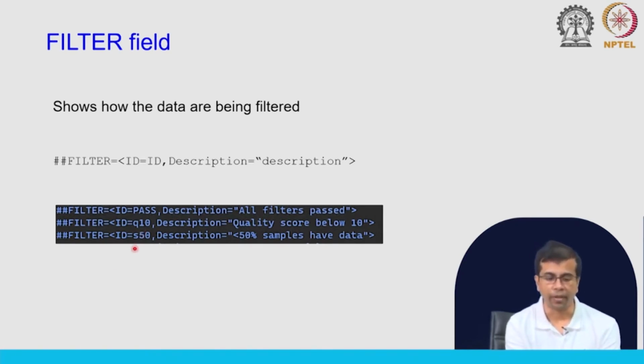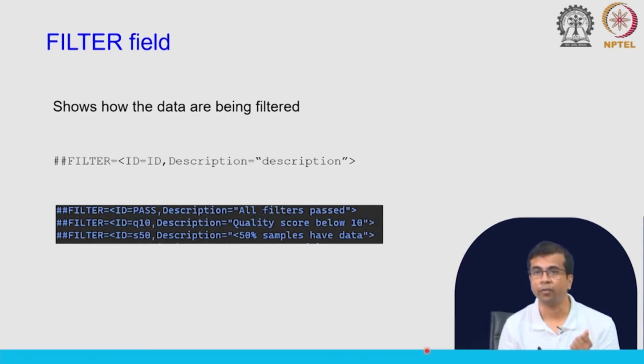Similarly, we have this filter ID as 50. This description is less than 50% samples have data. Again, you can set these different filters, and for different types of analysis you can have different types of filters being set, and all those will be described in the meta information lines. So, as you can see, this VCF file can vary from one analysis to another depending on the types of filters, depending on the INFO that are given.